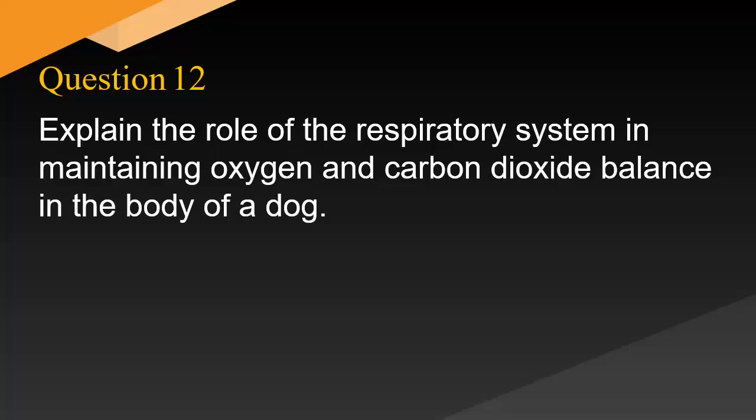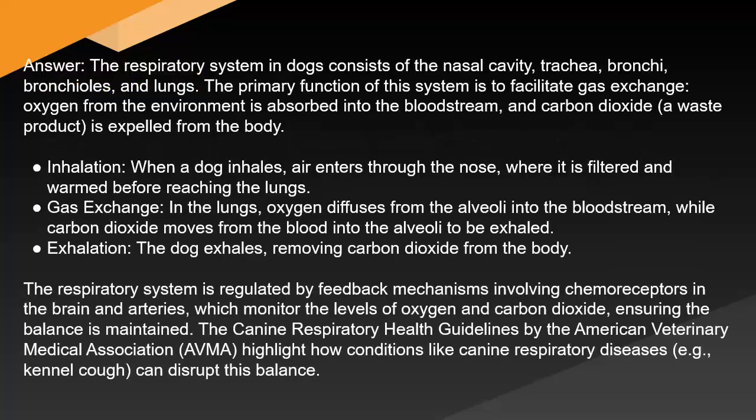Explain the role of the respiratory system in maintaining oxygen and carbon dioxide balance in the body of a dog. Answer: the respiratory system in dogs consists of the nasal cavity, trachea, bronchi, bronchioles, and lungs. The primary function of this system is to facilitate gas exchange. Oxygen from the environment is absorbed into the bloodstream, and carbon dioxide, a waste product, is expelled from the body. Inhalation. When a dog inhales, air enters through the nose, where it is filtered and warmed before reaching the lungs. Gas exchange. In the lungs, oxygen diffuses from the alveoli into the bloodstream, while carbon dioxide moves from the blood into the alveoli to be exhaled.